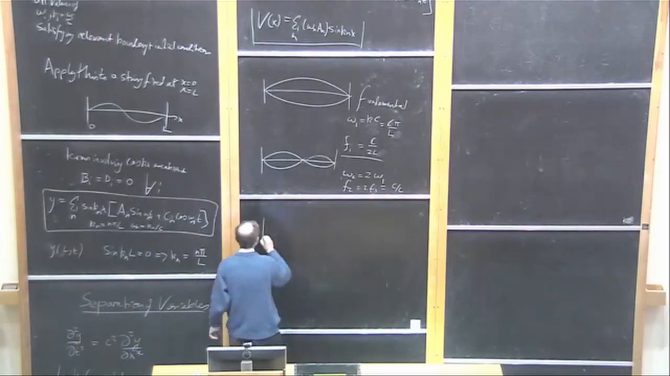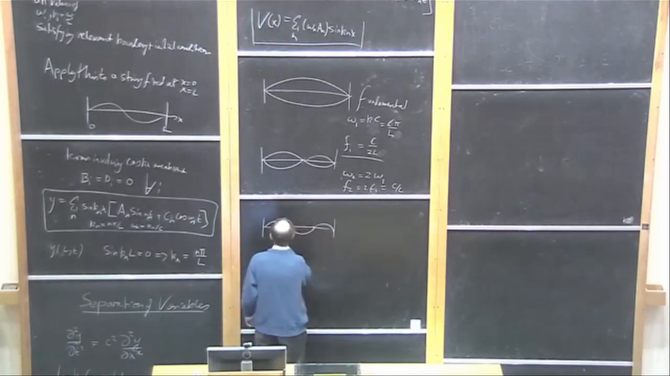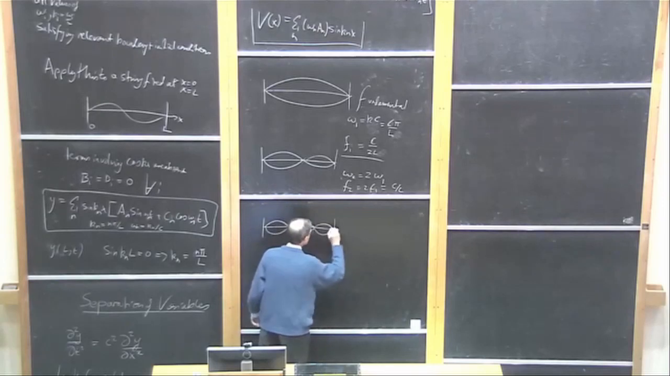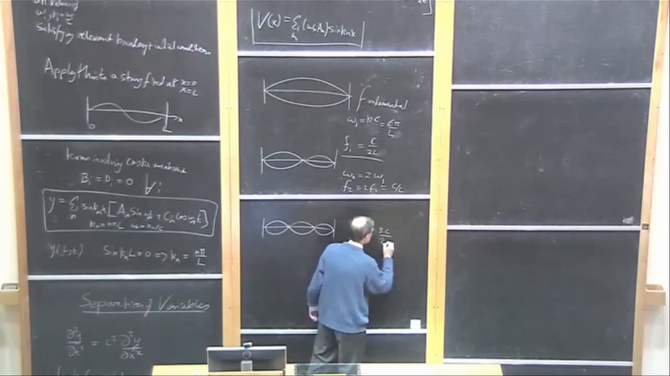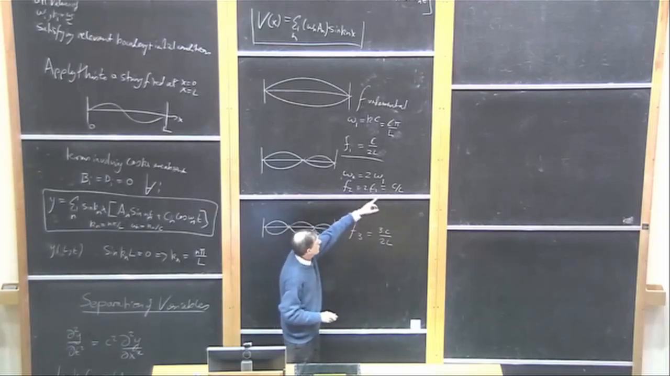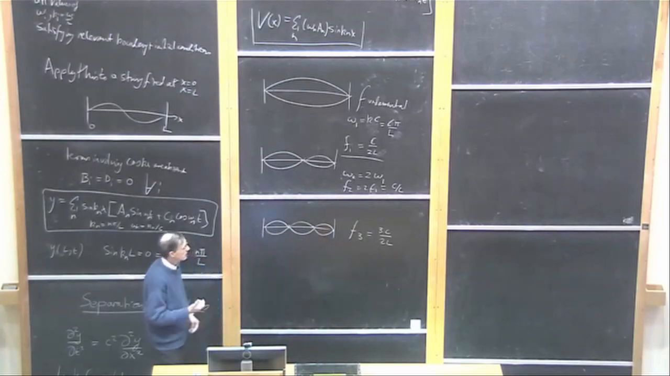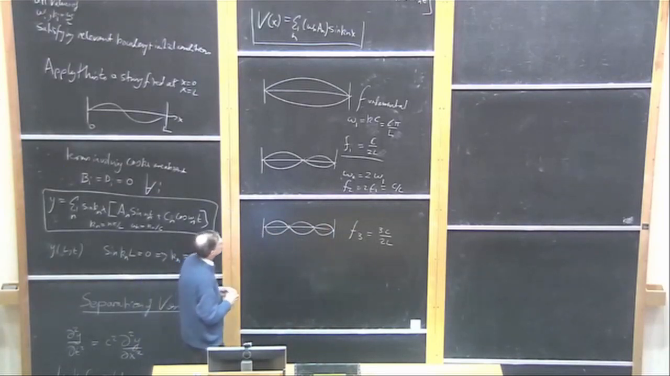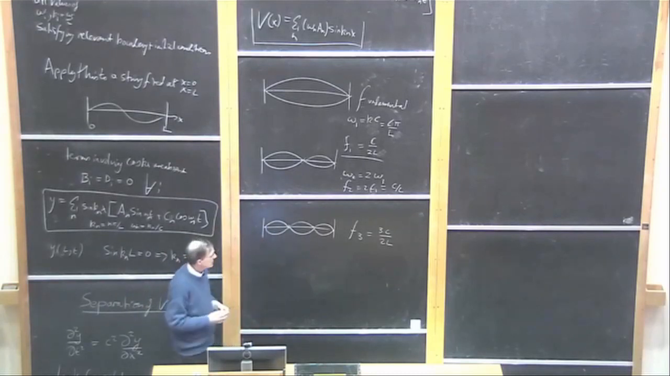And the third one has that kind of shape. And f3 is 3c over 2L. So relative to that one, we've gone up by a factor of 3 over 2. And musically, that's a fifth. So we've now gone up an octave and a fifth. And then the fourth one is the second octave, and so on.